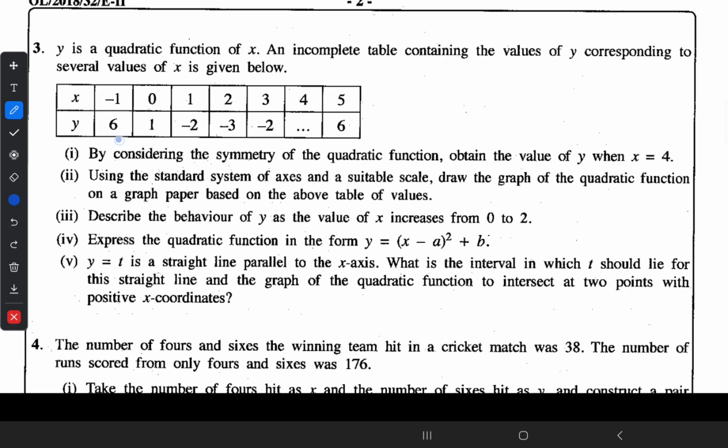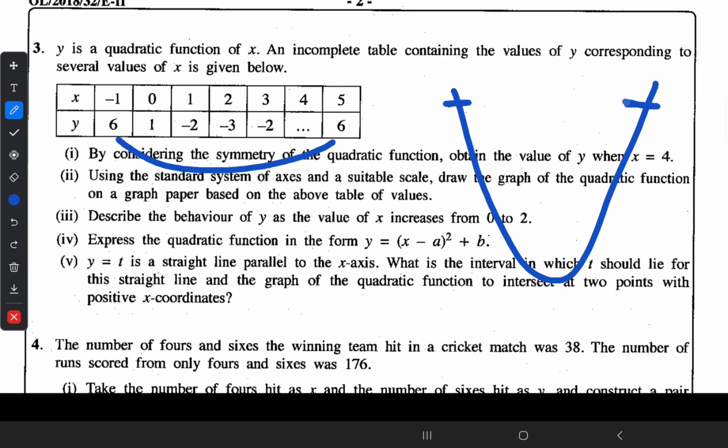Look at the last coordinates. For example, when I take the graph as something like this, the last coordinates mostly have the same y coordinates. The x coordinates differ, but the y coordinates are the same. Here you can see 6 and 6, and if it is 1, this would be 1. If it is -2, it would be -2. Here you can clearly see the symmetrical orientation of the y coordinates.